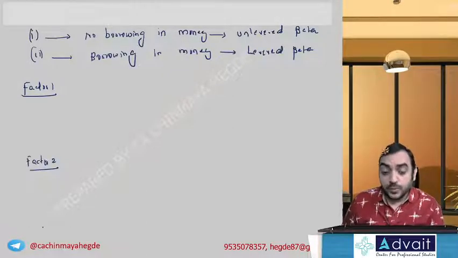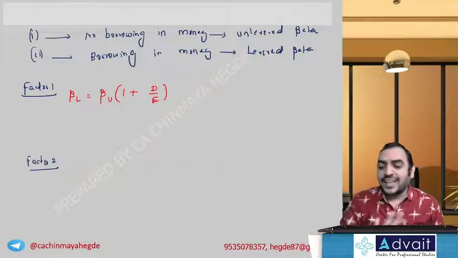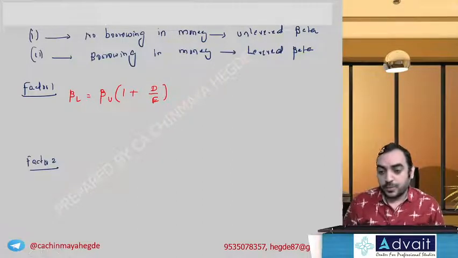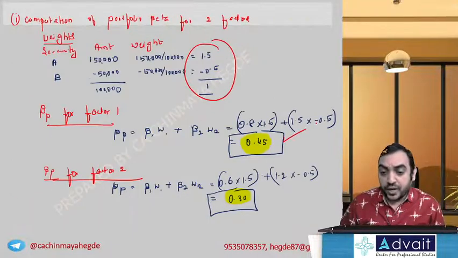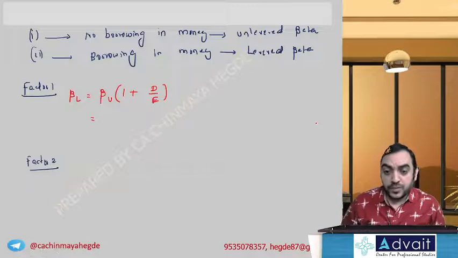Remember the formula? From the unlevered beta, how do you calculate the levered beta? Levered beta is given by unlevered beta into 1 plus debt by equity into 1 minus t. In this problem, no tax rate, so 1 minus t you ignore. So for factor 1, what was the unlevered beta we had? For factor 1, previously we had beta of 0.45.